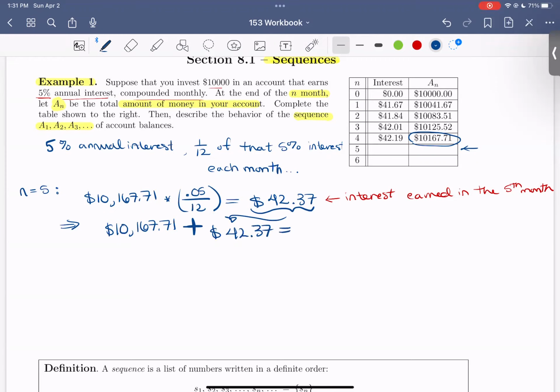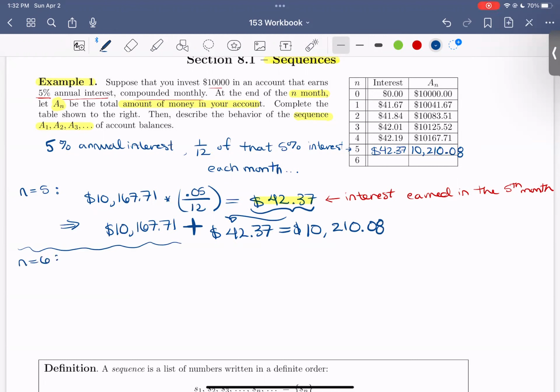All right, so getting out our calculator, we should compute that this is going to be around $10,210.08. So then in our table, we can go ahead and fill that in. For when n equals 5, we have 10,210.08. And the interest that we accrued that month is right here. We already calculated it, so we're going to fill that into our table. So we have $42.37.